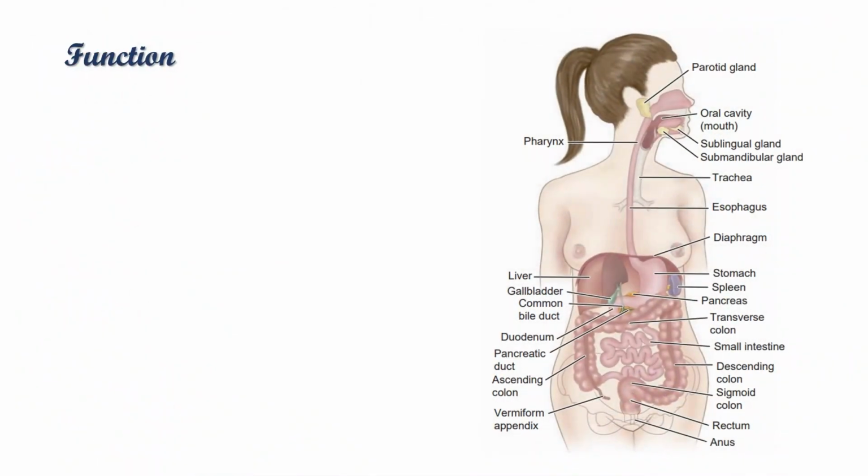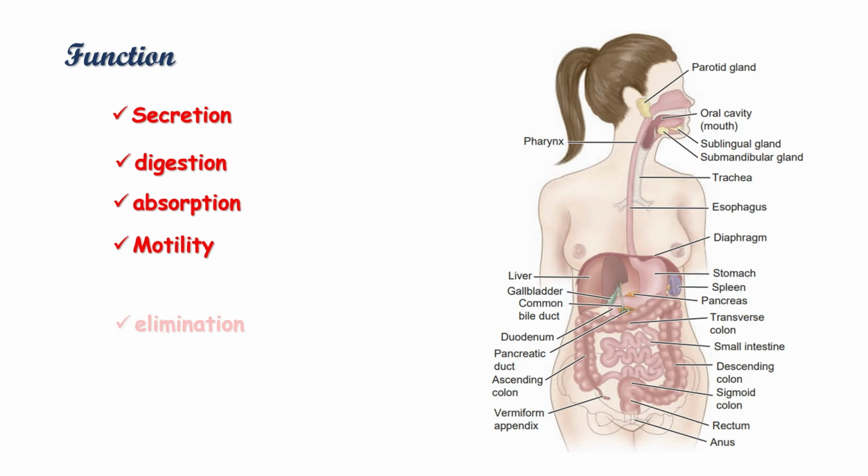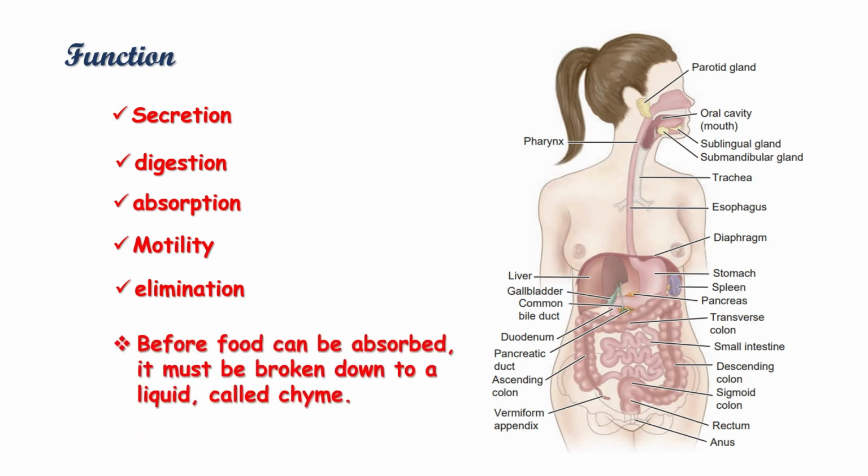The functions of the gastrointestinal tract include secretion, digestion, absorption, motility, and elimination. Food and fluids are ingested, swallowed, and propelled along the lumen of the GI tract to the anus for elimination. The smooth muscle contracts to move food from the mouth to the anus. Before food can be absorbed, it must be broken down to a liquid called chyme.